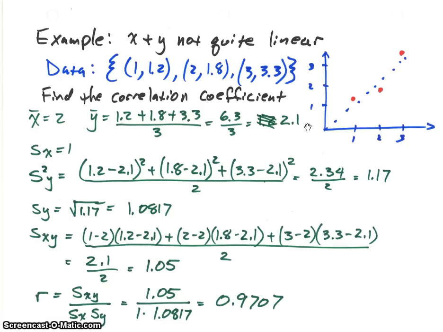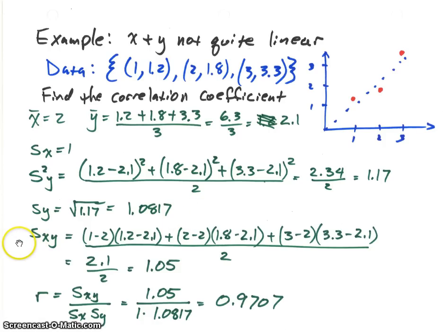So now we're going to go through all the same calculations that we've done before. The standard deviation for x is 1. For y, we take each of the values minus its mean, so the first one would be 1.2 minus 2.1, squared. Do that for all the values and divide by 2. We end up with 1.17 for the sample variance. The sample standard deviation for y, we just take the square root of that and we get 1.0817.